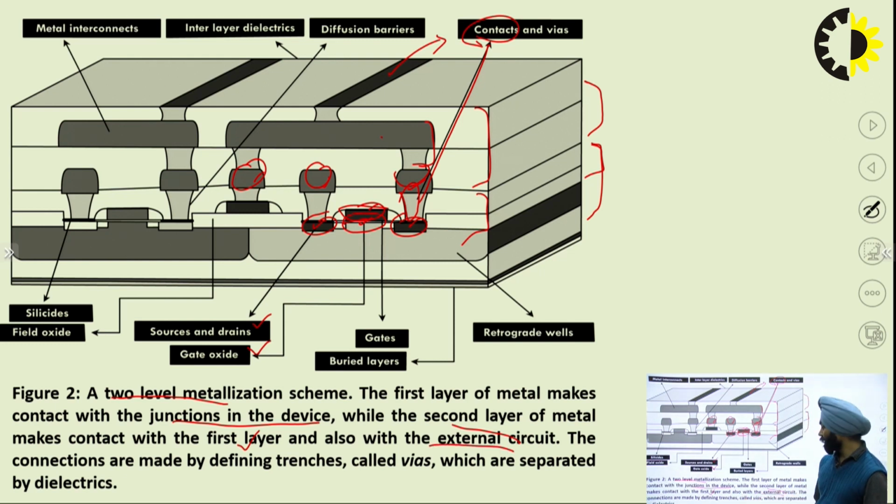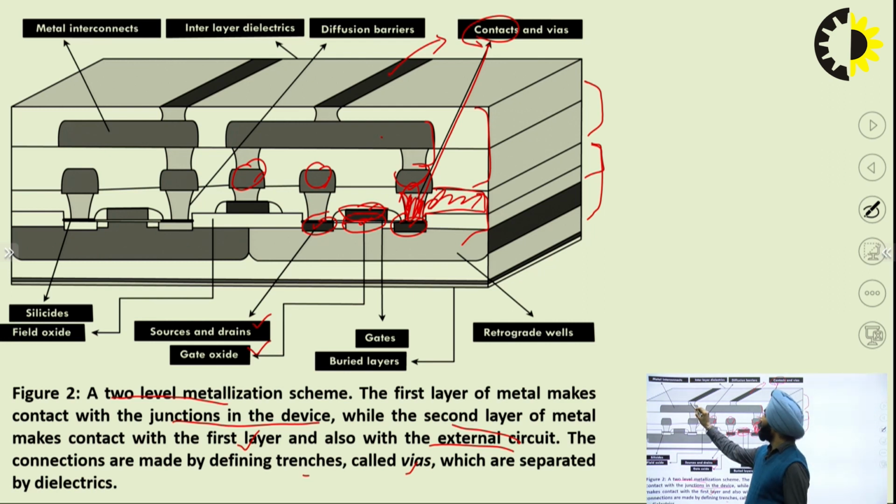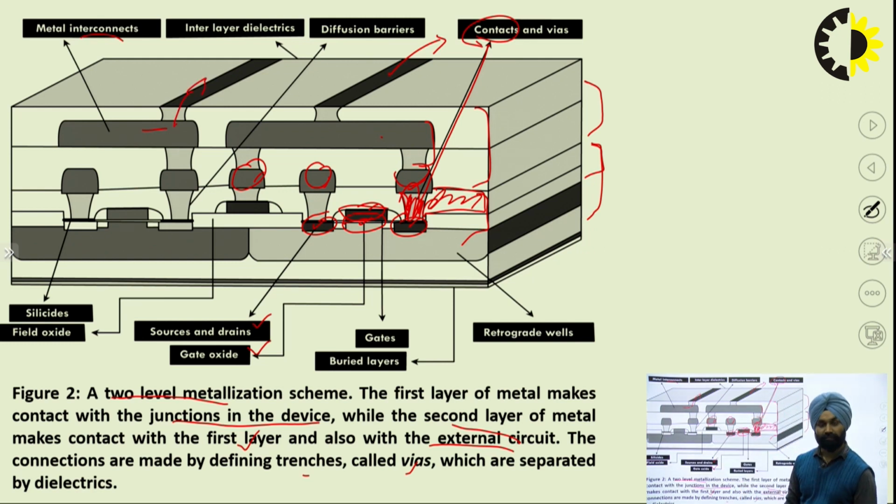The connections are made by defining trenches called vias. This one is a via between the two contacts. These are separated by dielectrics, which is in between this metallization. So this whole portion is dielectric, created as an insulator between the different contacts. Similarly here we can see this is a metal interconnection that is giving the outside world, the external circuits, connections.